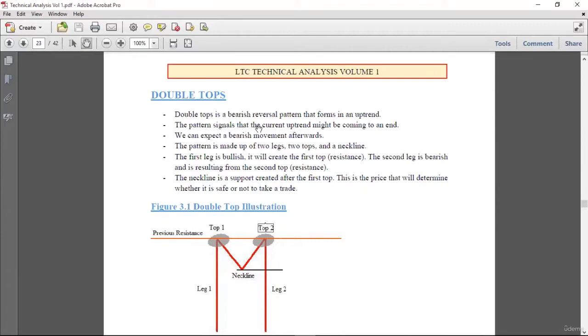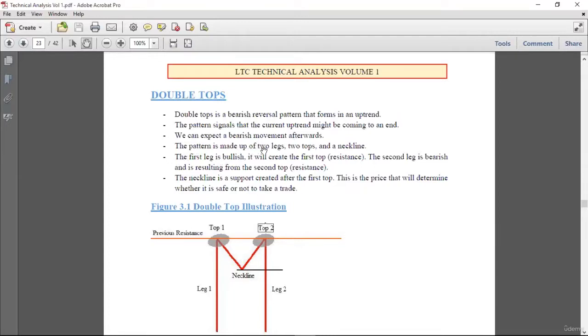The pattern signals that the current uptrend might be coming to an end. That's the whole point of looking for this pattern in an uptrend. You can expect a bearish movement afterwards. So once the pattern is unfolding, the market is going to do what? Drop, according to what the chart pattern is saying.